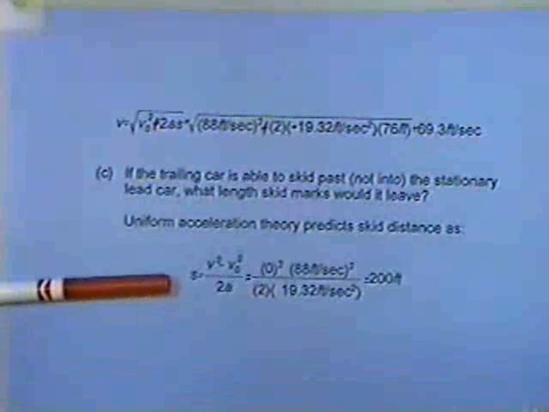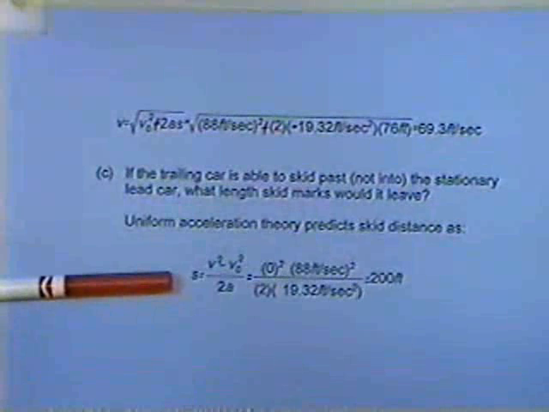Another question that might be asked in this particular problem is that if the trailing car is able to skid past or not into that stationary lead car, there's nothing in front of it and it's just skidding to a stop, what length of skid marks would it leave? The uniform acceleration theory would predict the skid distance S is equal to the final velocity minus the initial velocity, those two squared, divided by 2 times the acceleration.